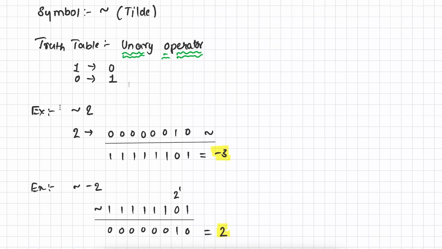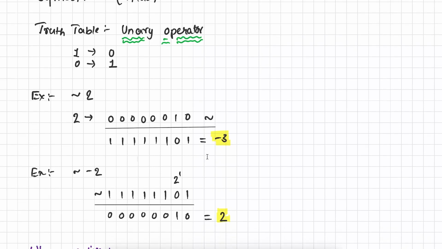Let's say I want to complement 2. So the binary representation of 2 is 0 0 0 0 0 0 1 0, right? And if you complement this, what it does is simply invert all the bits. It means 0 becomes 1, 1 becomes 0, and so on and so forth. And the value of this comes out to be -3. Why -3? I will explain you in a bit. Okay, now let's see another example.